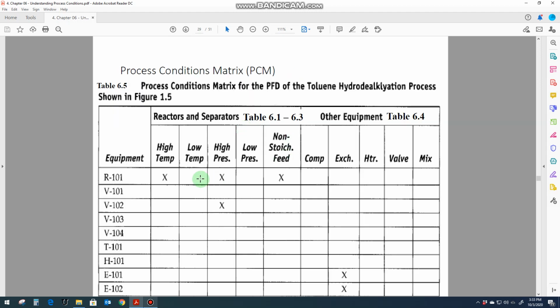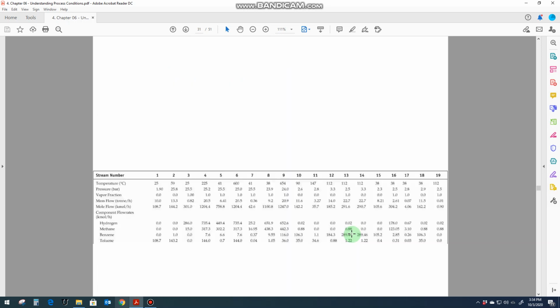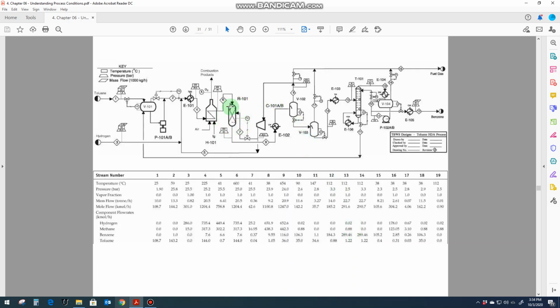If you look at this toluene dealkylation process, these are the names of the equipment and these are the conditions of special concern. So you have to look at each piece of equipment. Here you can see the names of all of this equipment, and here the conditions of special concern. You can see R101. If you go back, R101 is this reactor and the outlet stream is 9. The temperature is 654 degrees C and the pressure is 24 bar. So this is a condition of special concern.